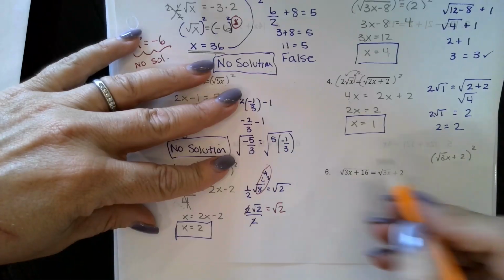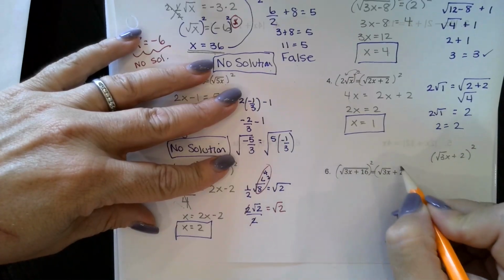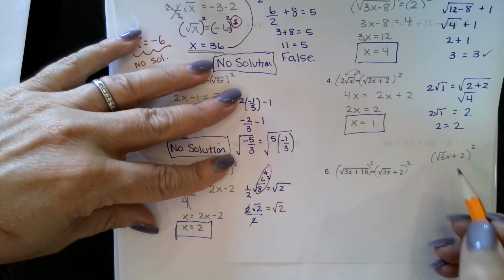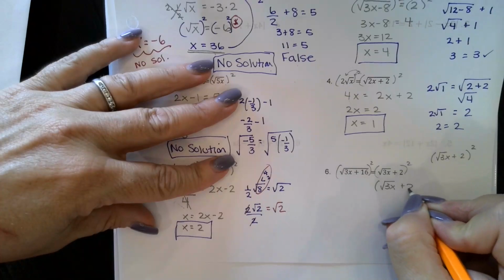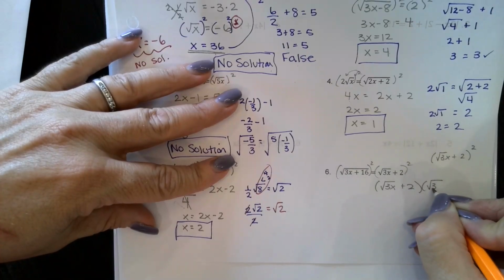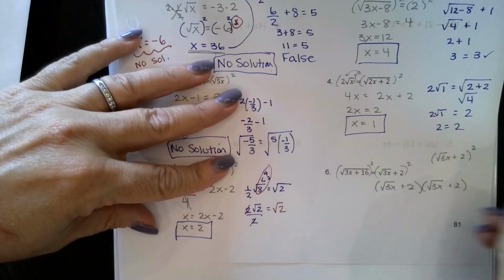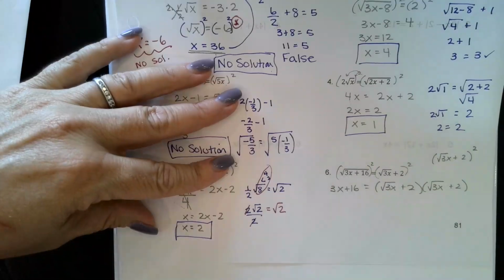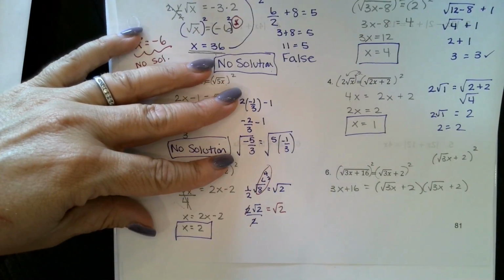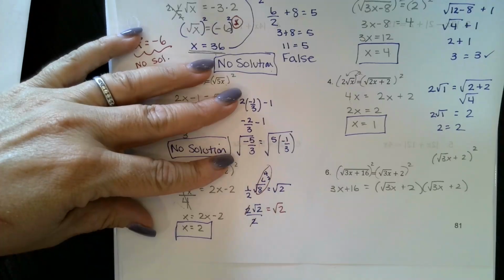So what this is saying, if I square both of these, this is saying I have to FOIL it. So I have the square root of 3x plus 2 times the square root of 3x plus 2. And then on the left side, there's nothing outside the radical, so I just drop the radical bars.